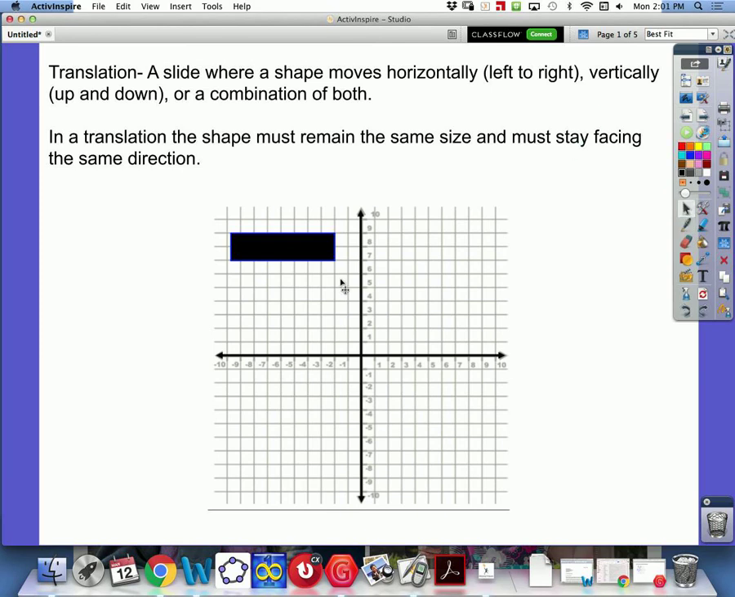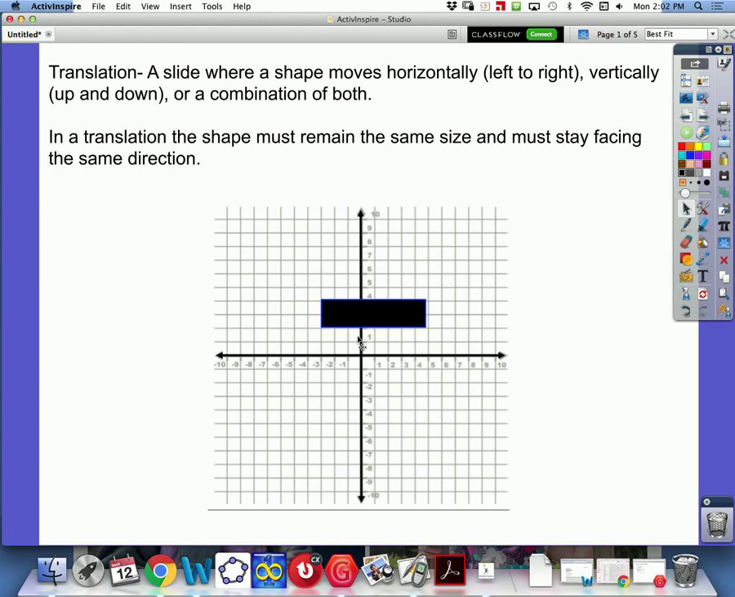A translation is going to be a slide where a shape is either going to move horizontally, so from left to right, or it's going to move vertically, where it's going to go up or go down. It can also do a combination of both. It can move both to the right and then move down.